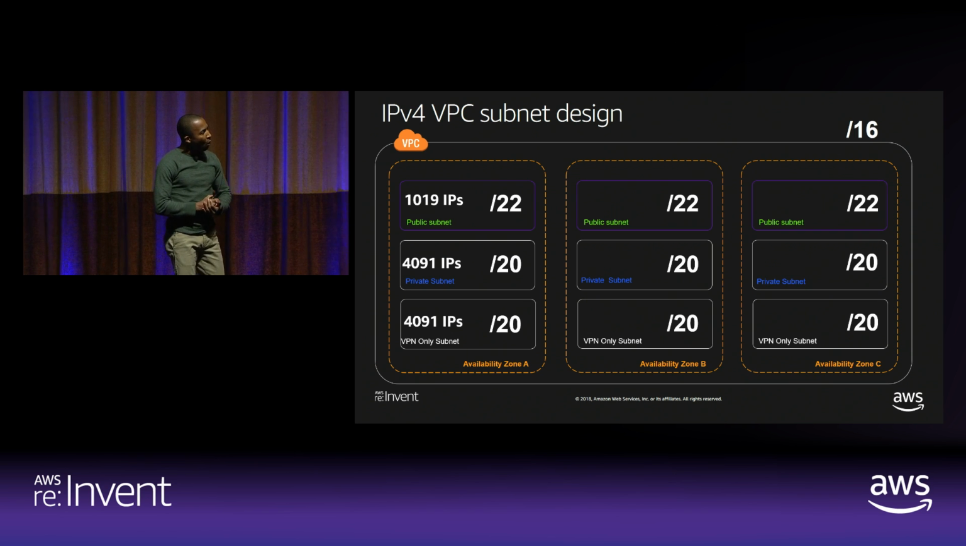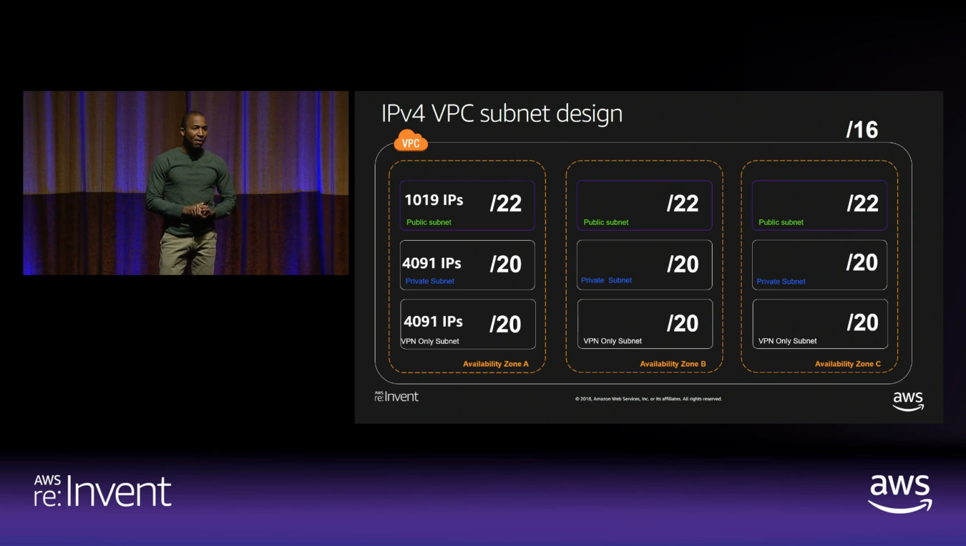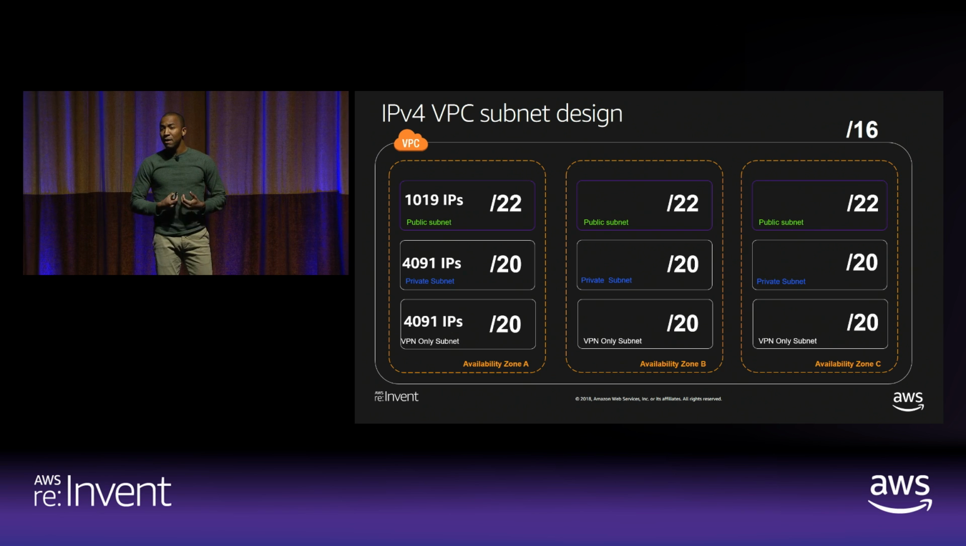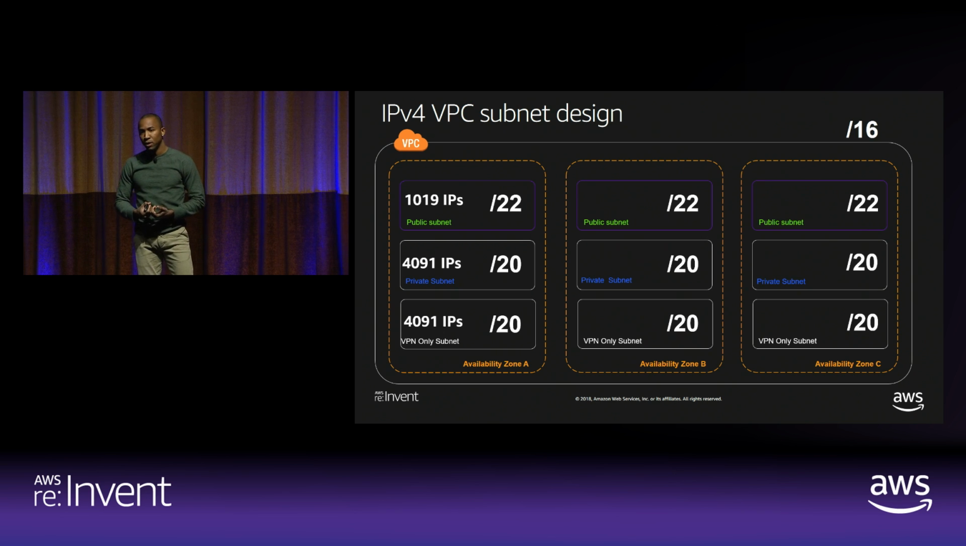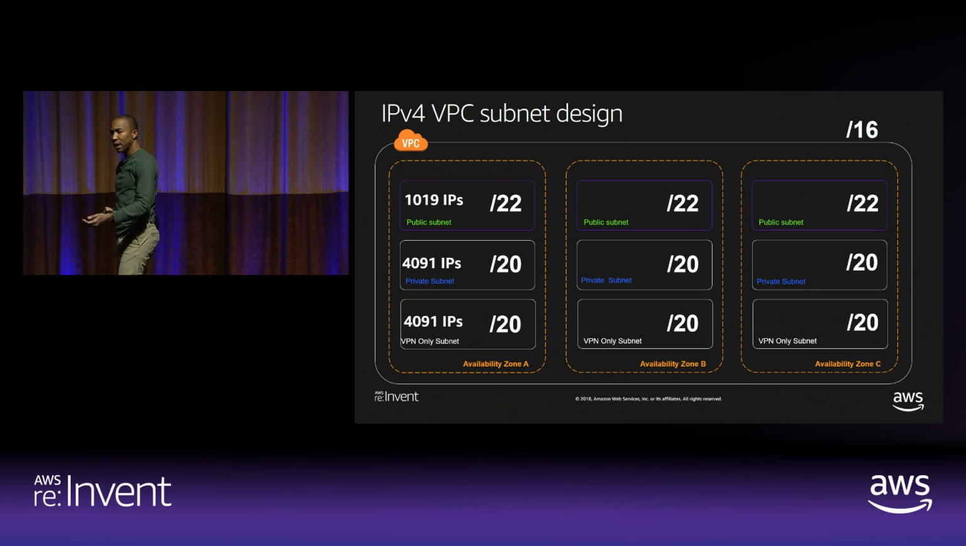For your VPN-only subnet, you don't have any internet infrastructure in the route tables that support these subnets. What you have is an infrastructure that gives you access back to on-premises through IPsec tunnels. And this infrastructure is referred to as our virtual gateway. And I'll talk a lot more about that as we go on.